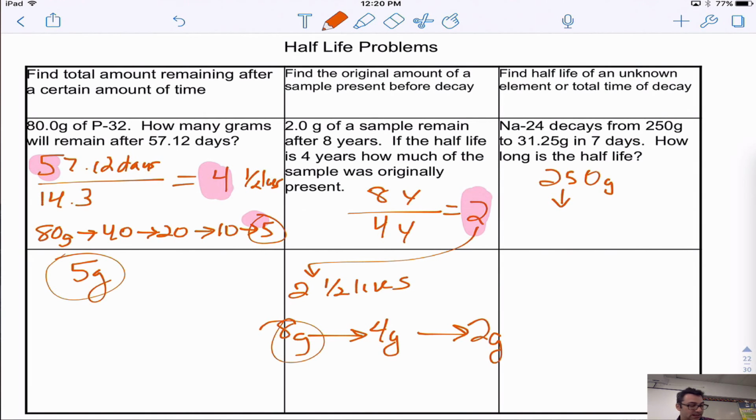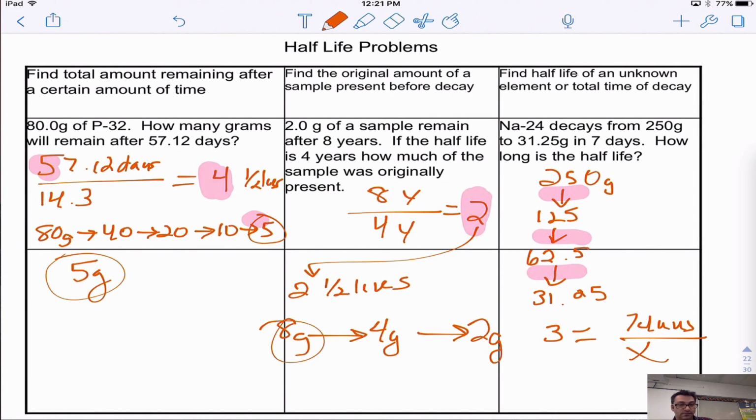So let's go and cut it in half. 125, 62.5, and then 31.25. So look at what I found here. I found 1 half-life, 2 half-lives, 3 half-lives. Now I can use my equation. Number of half-lives, 3, equals the total time, 7 days, over the half-life time, x. Well, 3x equals 7. So x is equal to a little bit above 2. 7 divided by 3 is 2.33 days.